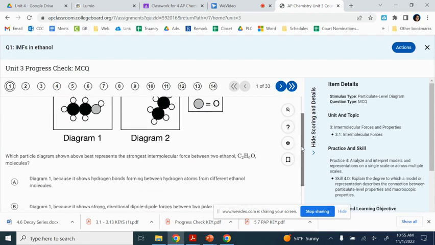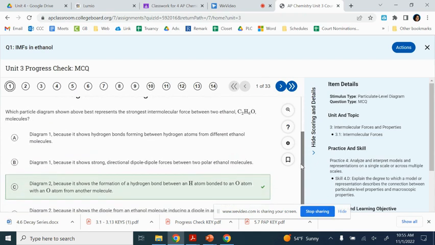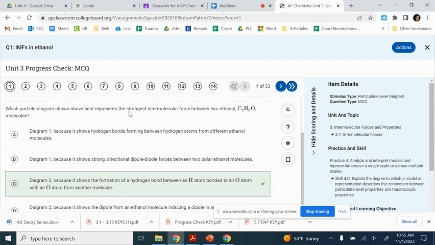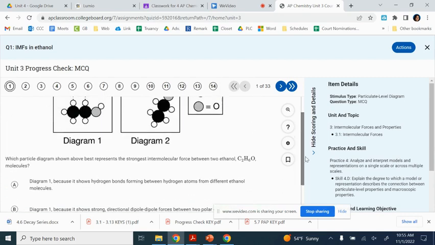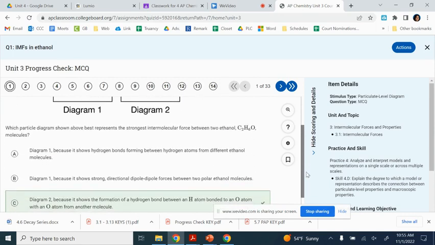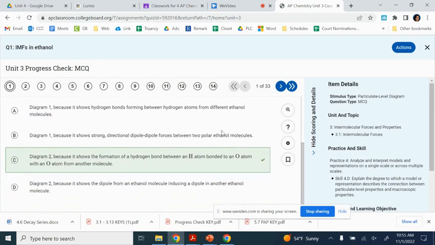So now I'm going to go in and look at the question here. Which particle diagram represents the strongest IMFs present here? Well, we would say definitely diagram 2. So now we've got to figure out why. So we've already eliminated it down to these 2.